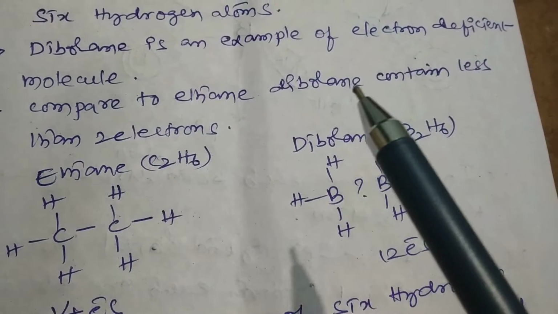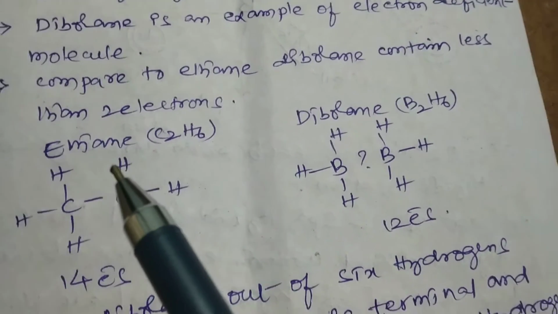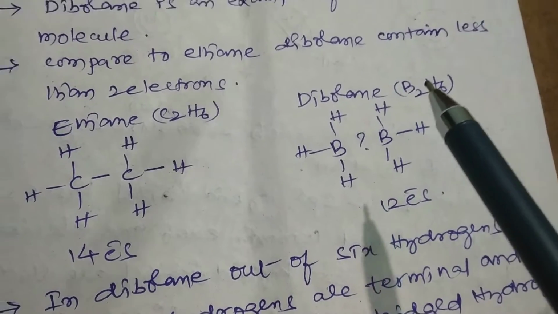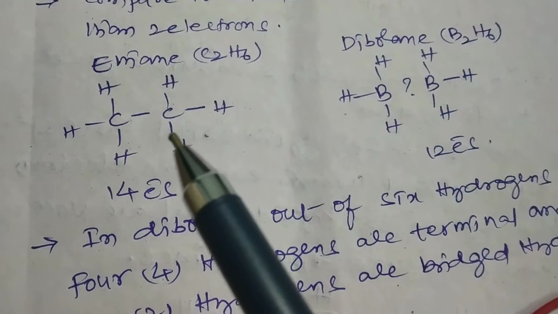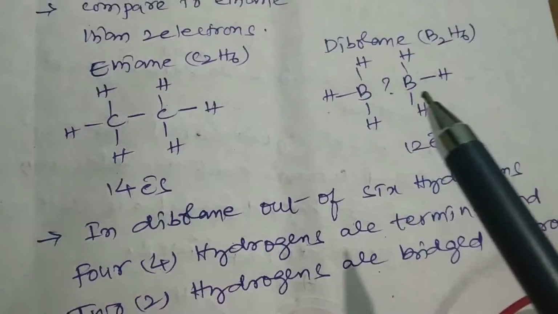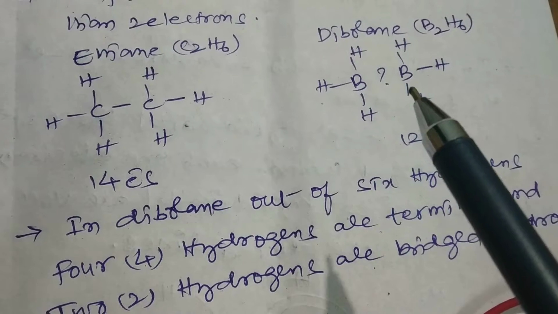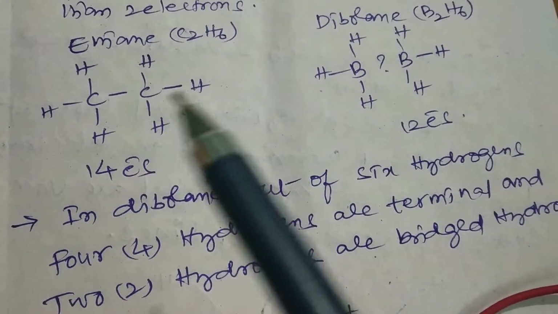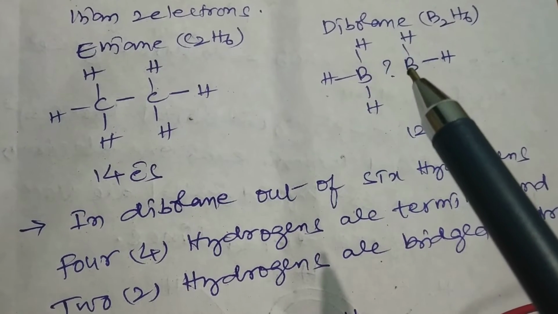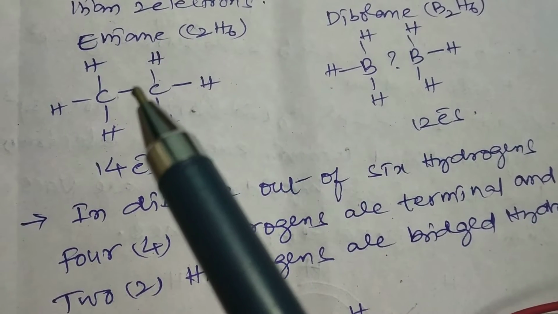Compared to ethane, diborane contains 2 fewer electrons. The molecular formula of ethane is C2H6, and the molecular formula of diborane is B2H6. This is the structure of ethane, and compare it with the structure of diborane. What is the difference between the structure of ethane and diborane? In diborane, there is no bond between the borons, but in an ethane molecule, there is a bond between the carbon atoms.